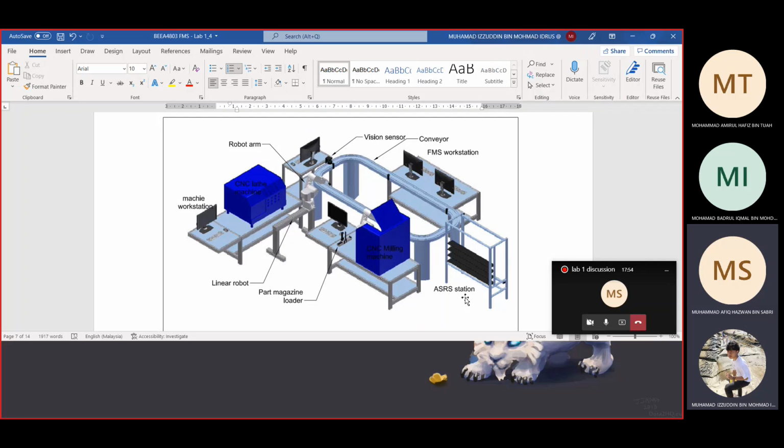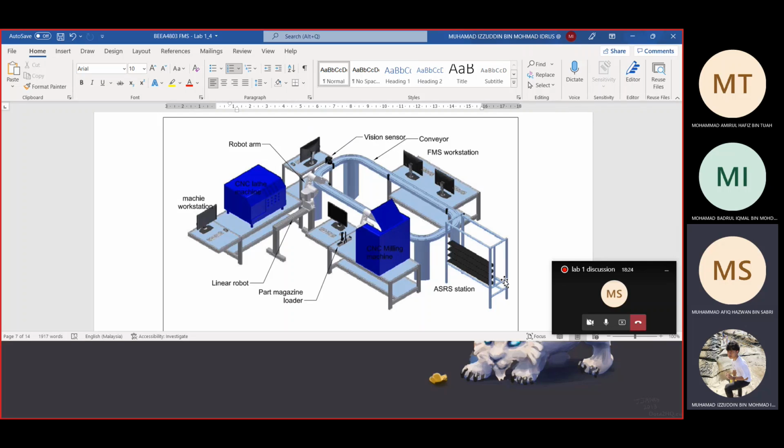For the fourth part, the vision sensor. The sensor is responsible for checking the quality of the part, with the help of a camera and SCADA. And lastly, we use the ASRS storage. After checking the product, the finished product will be stored in the ASRS storage and later will be counted. Okay, thank you.